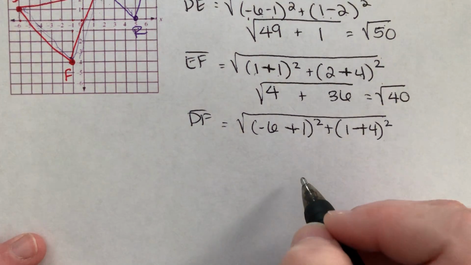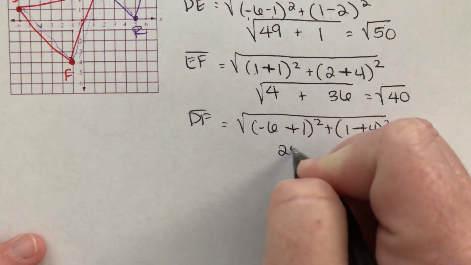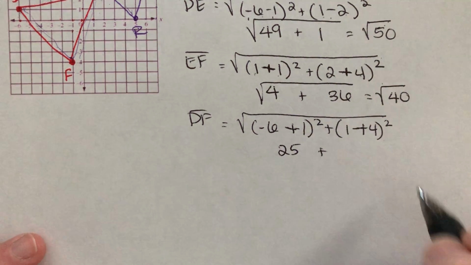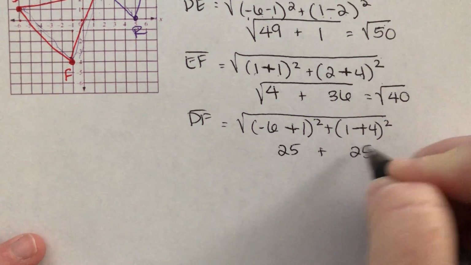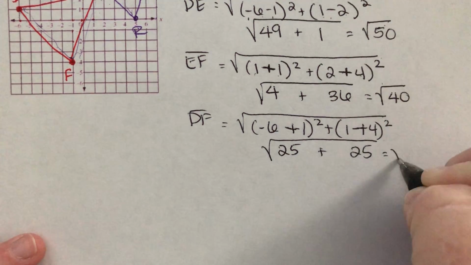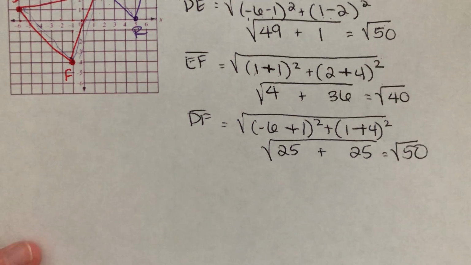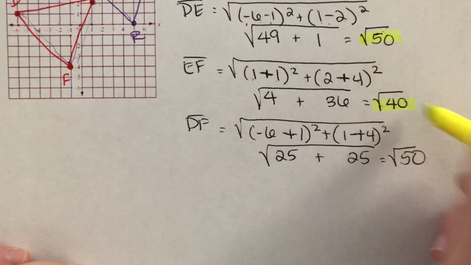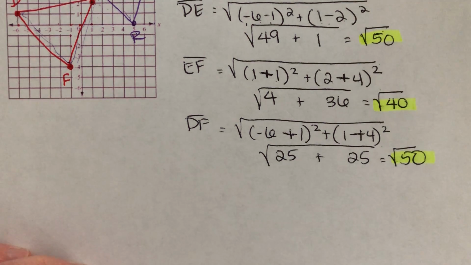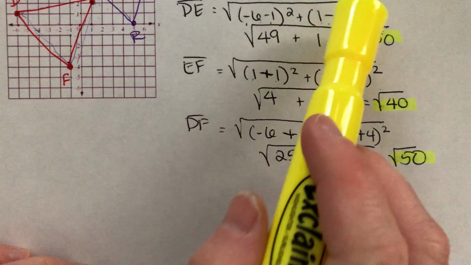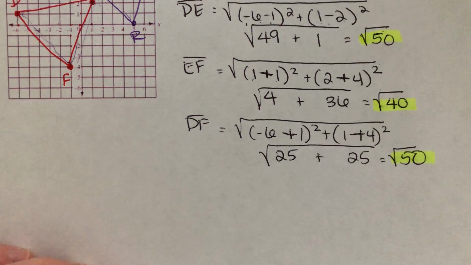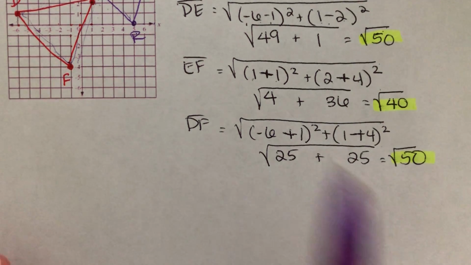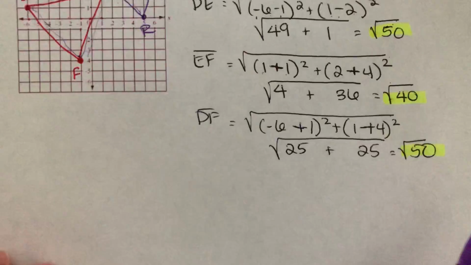Okay, and then of course my double minus signs turn into plus signs. Negative 6 plus 1 is negative 5. Negative 5 squared is 25. 1 plus 4 is 5. 5 squared is 25, all under the radical, which gives me square root of 50. Okay, so the lengths of the three sides of one triangle are these guys right here. Looks like it's an isosceles triangle because two sides are the same length. Okay, so now I want to find the length of all the sides of PQR.